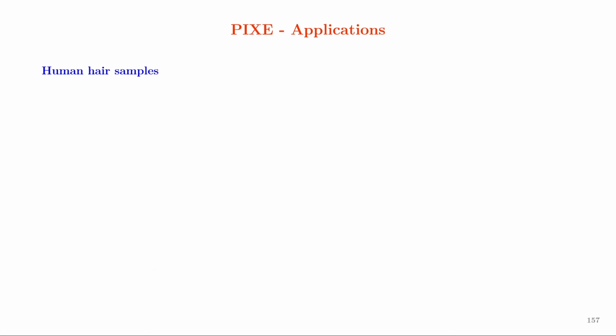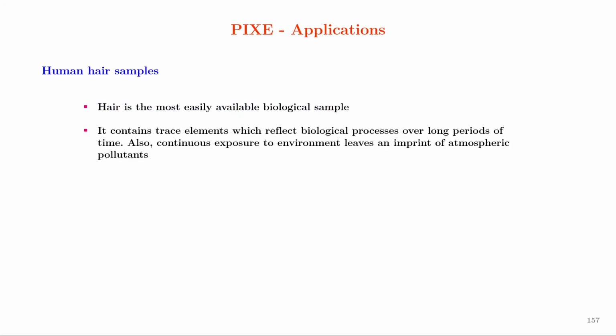Human hair samples. Hair is the most easily available biological sample. It contains trace elements which reflect biological processes over long periods of time. Also, continuous exposure to environment leaves an imprint of atmospheric pollutants.